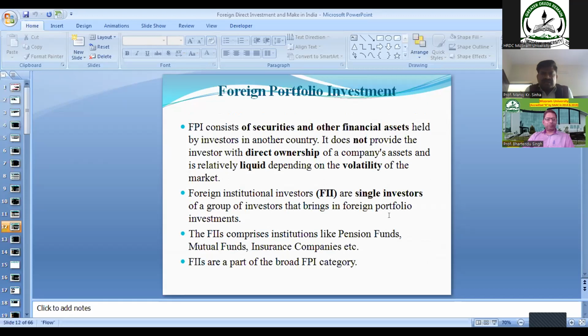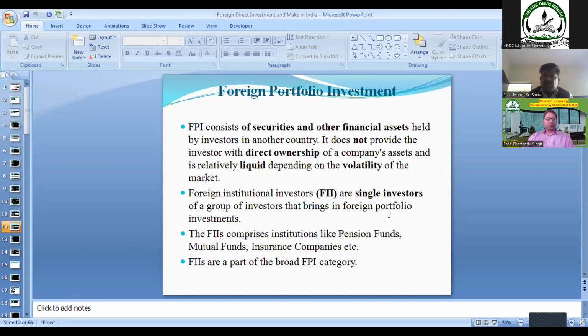Foreign portfolio investment. Portfolio investment basically consists of securities and other financial assets. A financial asset is basically a financial claim of the holder against the issuer of the financial asset. A financial asset may be in the form of a stock, share, equity, debenture, bond. These are financial assets. It is not a real asset such as a table, chair, laptop, which we can directly touch or feel. In foreign portfolio investment, there is no direct ownership or direct involvement in the management and production activities.